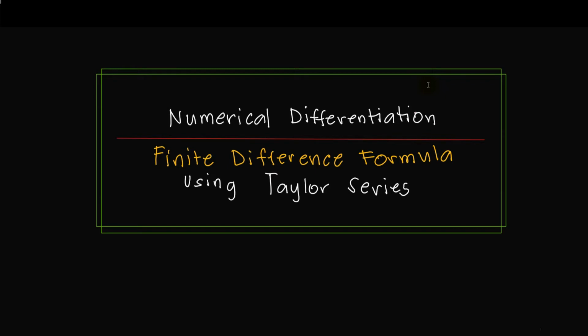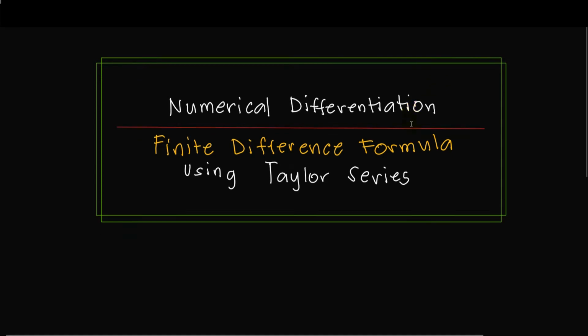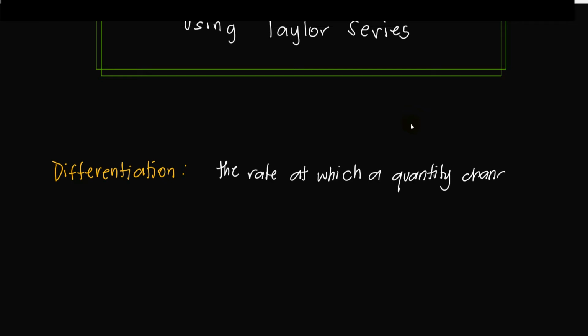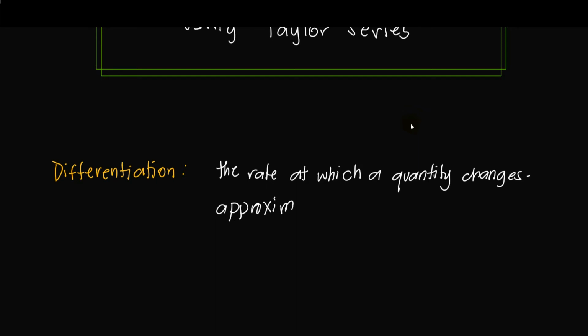But before we dig deep into our topic, let us first recall the key concepts that will be used in this lesson. So let us recall differentiation. We all know that differentiation is used in measuring the rate at which a quantity changes. For example, in velocities, slope, maxima, and minima of functions. But differentiation can also be used in approximating values.